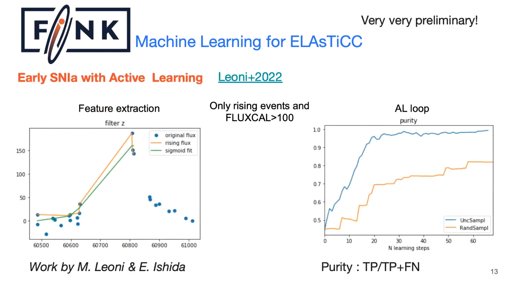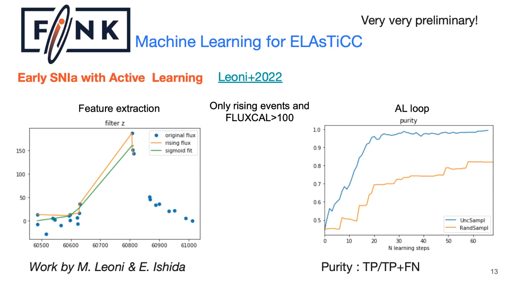I am now going to go through some of the machine learning tests that we have been doing for Elastic. This is all very, very preliminary, so whatever I tell you is not necessarily the end game, but to give you an idea of what type of algorithms we are using, what challenges we have, etc. This is a classifier that we have right now in production that is finding early type 1a supernova with active learning. The idea is the following. We want to find rising events, basically. So we want to find things that are rising and look like type 1a supernova.